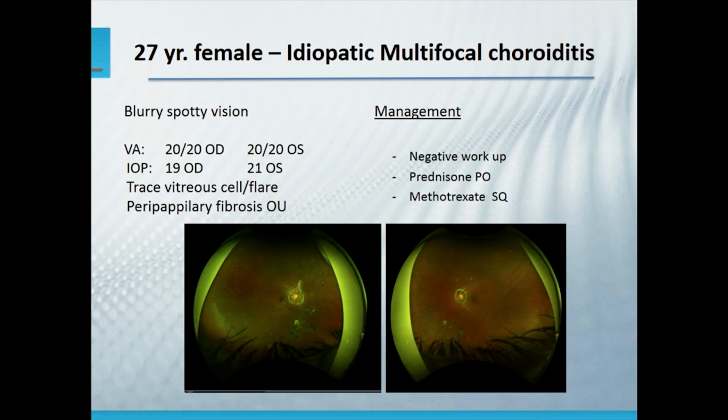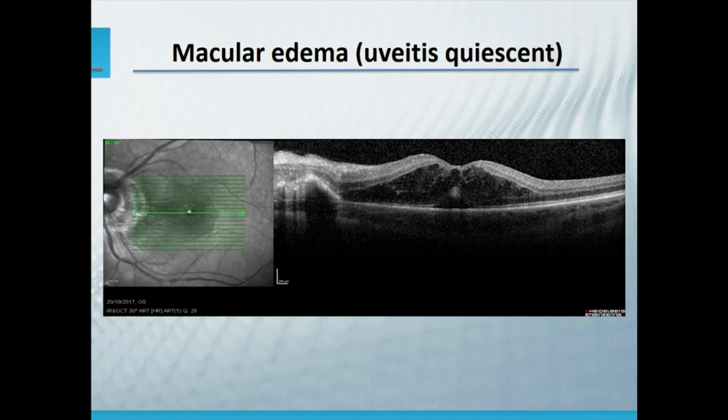The second case is a 27-year-old female with multifocal choroiditis, and she presented with blurry vision, 20/20 in both eyes. Pressures were 19 and 21, and her findings were typical of multifocal choroiditis with trace inflammatory cells in the vitreous, quite a bit of peripapillary fibrosis. Her workup was negative. I treated her with prednisone and methotrexate. And while she had a quiescent eye without visible inflammatory cells, she developed macular edema that you can see on this OCT. And I decided to try intravitreal VEGF to control that macular edema.